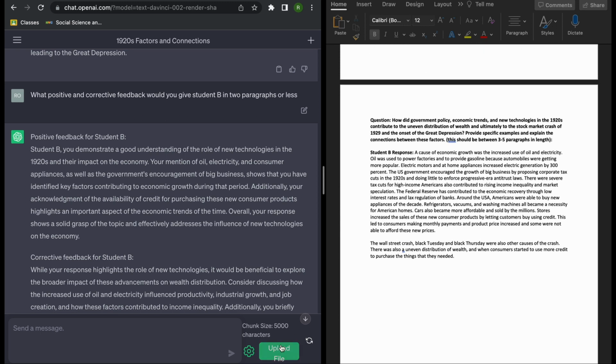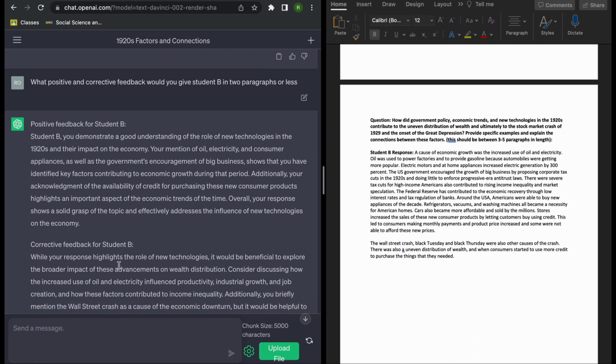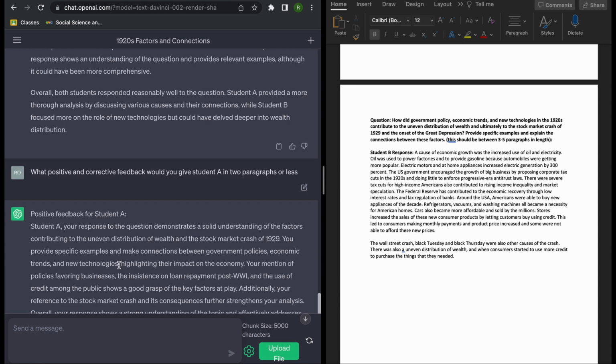But again, using the file upload extension, it definitely makes it easier than having to copy and paste, as long as you have those files ready to go. So I feel like that's a good stop to this portion right here.